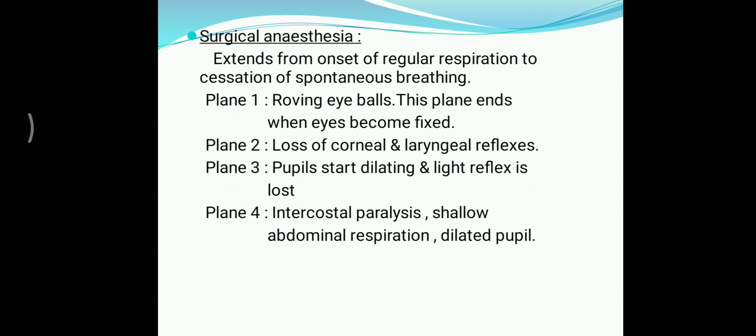Surgical anesthesia extends from the onset of regular respiration to cessation of spontaneous breathing. Plane 1, rolling eyeballs. This plane ends when eyes become fixed. Plane 2, loss of corneal and laryngeal reflexes. Plane 3, pupil starts dilating and light reflex is lost. And plane 4, that is intercostal paralysis, shallow abdominal respiration, dilated pupils.